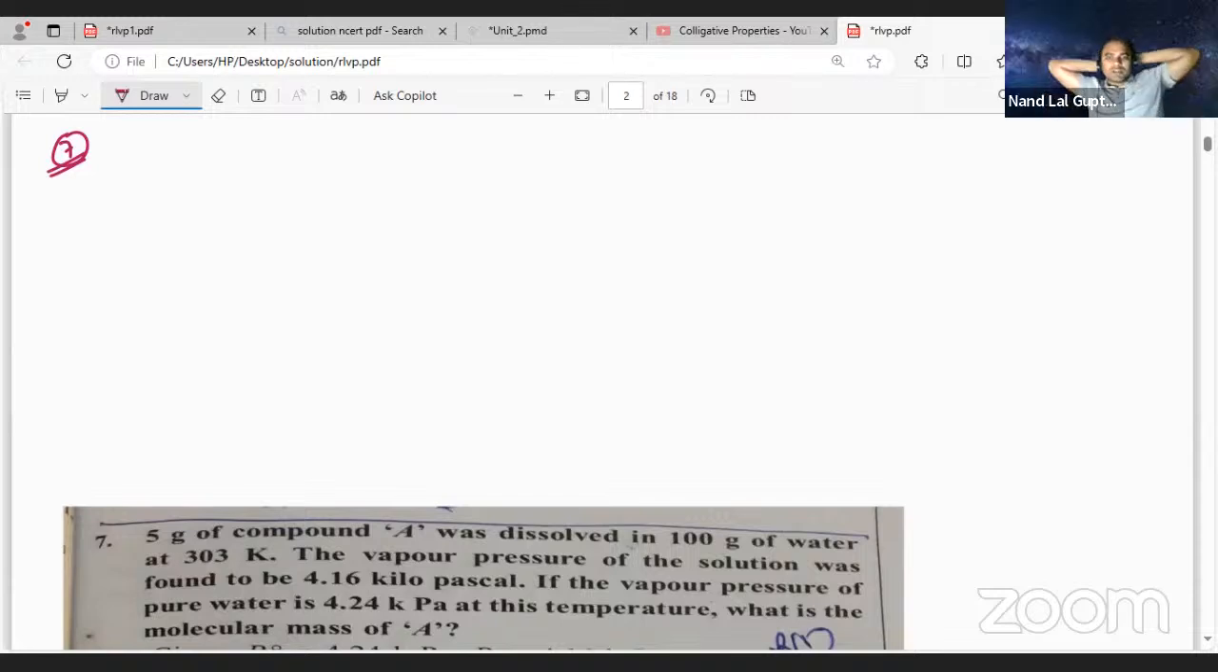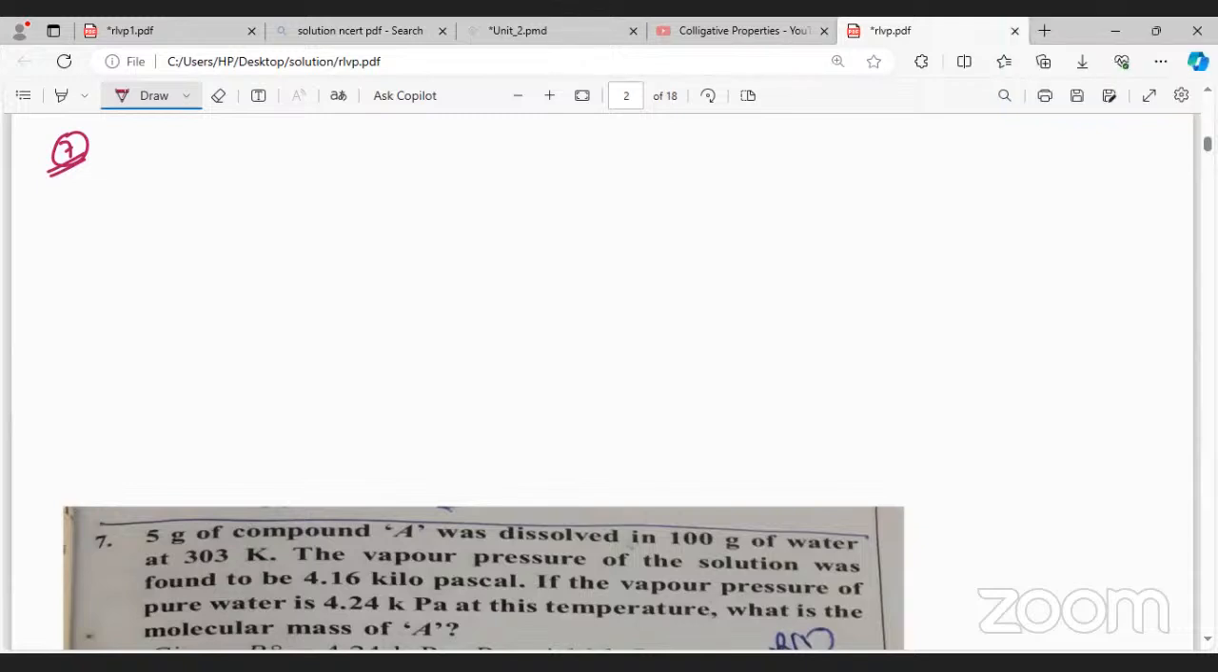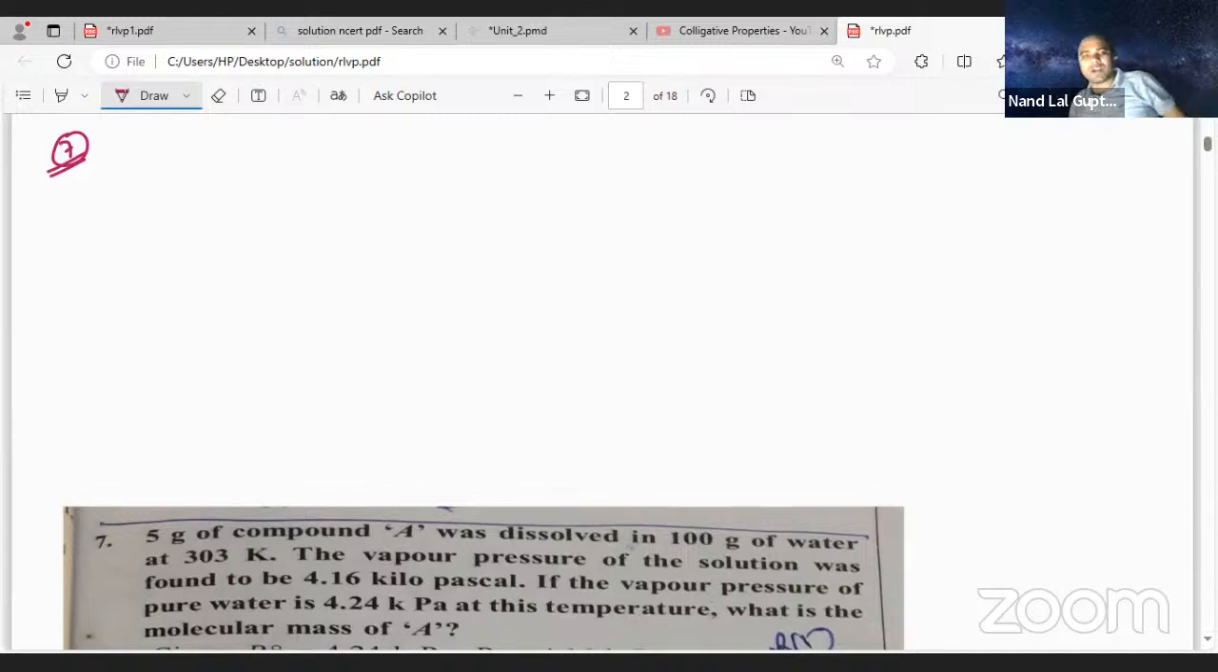So they are saying 5 gram compound A was dissolved in 100 gram water. The vapor pressure of solution was found to be P1 kilopascal. If the vapor pressure of pure water is the same one, kilopascal, at the same temperature, what is the molar mass of A? Can you do? Trying, sir. See, everything is the same only, but you need to know the respective value. Which one is the pure P1 naught and which one is P1 that you do.